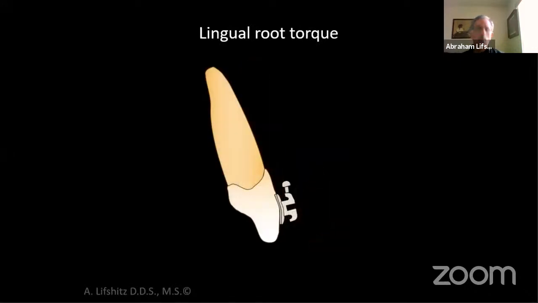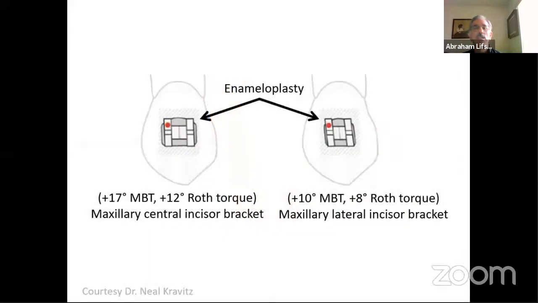So what can we do if we don't want to bend or place individual torque? We can substitute the bracket that we're going to use. We can use a maxillary lateral incisor bracket or a maxillary central incisor bracket. The difference is going to be on the mesiodistal tip and on the torque prescription.